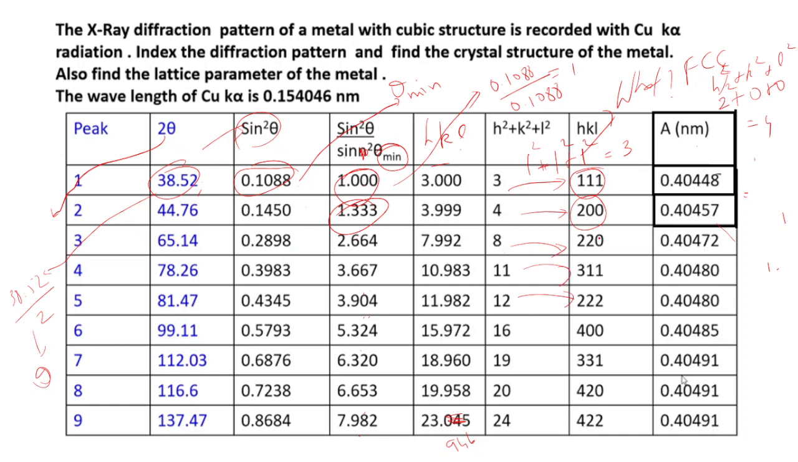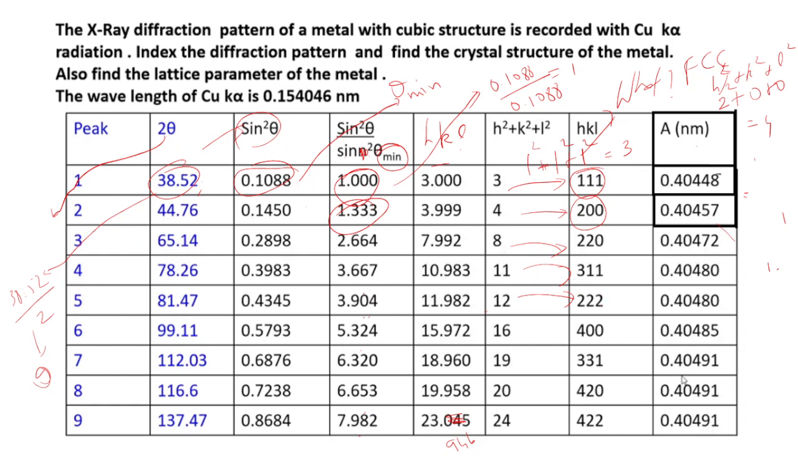So you got how the indexing is happening, right? Any doubts here, guys? Did you get what is happening here, like how these planes are indexed? Index means just from the peaks we are able to get the Miller indices. Did you understand this particular problem? It's understandable, right?